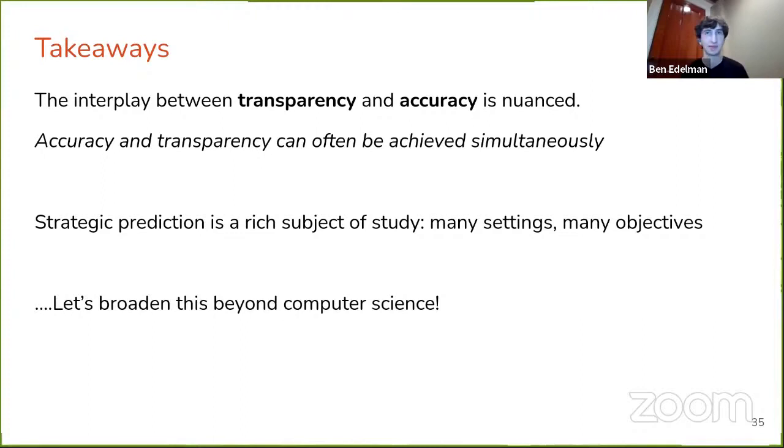Secondly, strategic prediction is a very rich subject of study. There are many different settings we can consider, many different objectives for the different stakeholders. And I'm sure more will be developed in the future. We wanted to give this tutorial partially because we want to see what fields beyond computer science can bring to the table after seeing this work. We've already seen many contributions from various fields, and we're hoping to see even more in the future.